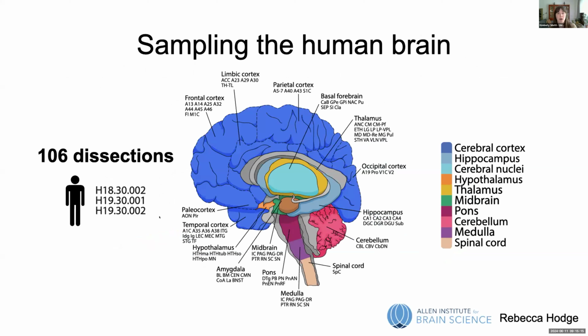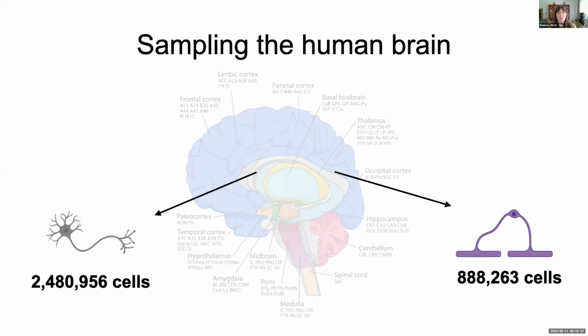The dissection of 100 different areas from across the entire human brain. The dissections are shown here, and you can see that many of these dissections are from the cortex, given the size of the structure, but we did sample all of the other major brain regions as well. And we did this in 3 different donors, with the results being approximately 2.5 million neurons and 900,000 non-neuronal cells.